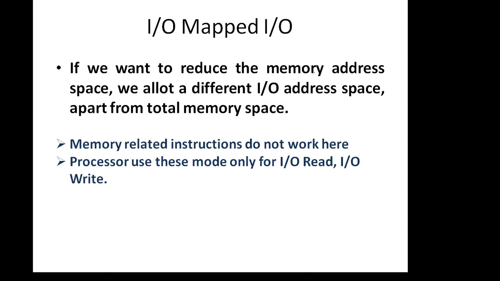If you want to reduce the memory address space, we allot a different IO address space apart from the total memory space. That is the advantage of IO mapped IO. Memory related instructions will not work in IO mapped IO. Why? Because we are talking only about input and output devices. The processor uses these modes only for IO read and IO write, and not for any other purposes.